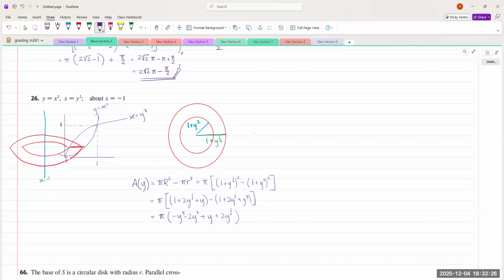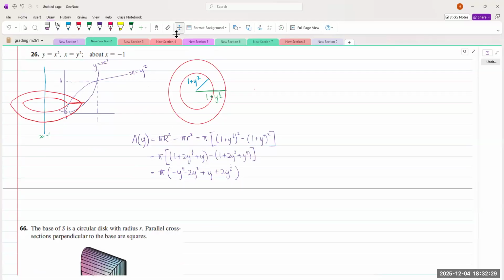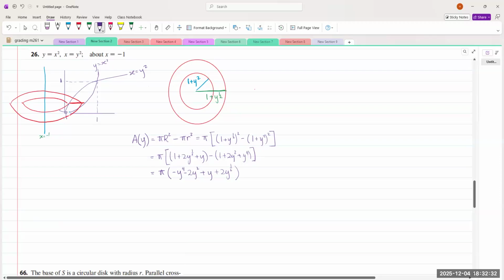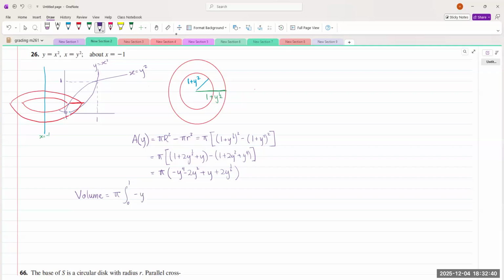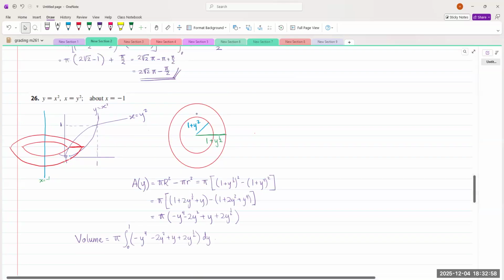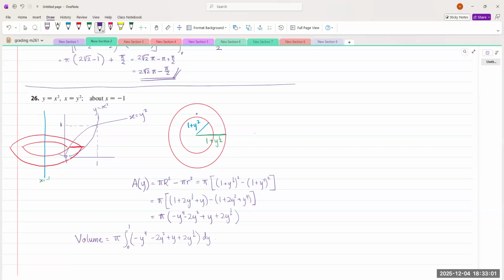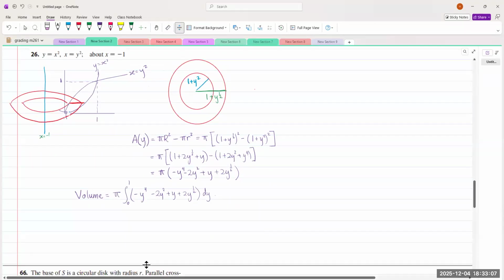Now as you can see, y will move from 0 to 1, so the volume will be pi times the integral from 0 to 1 of negative y to the fourth minus 2y squared plus y plus 2y to the 1/2 dy. I hope you can see, you can integrate it yourself. It should be doable easily, right? Okay, let me start with the next question.